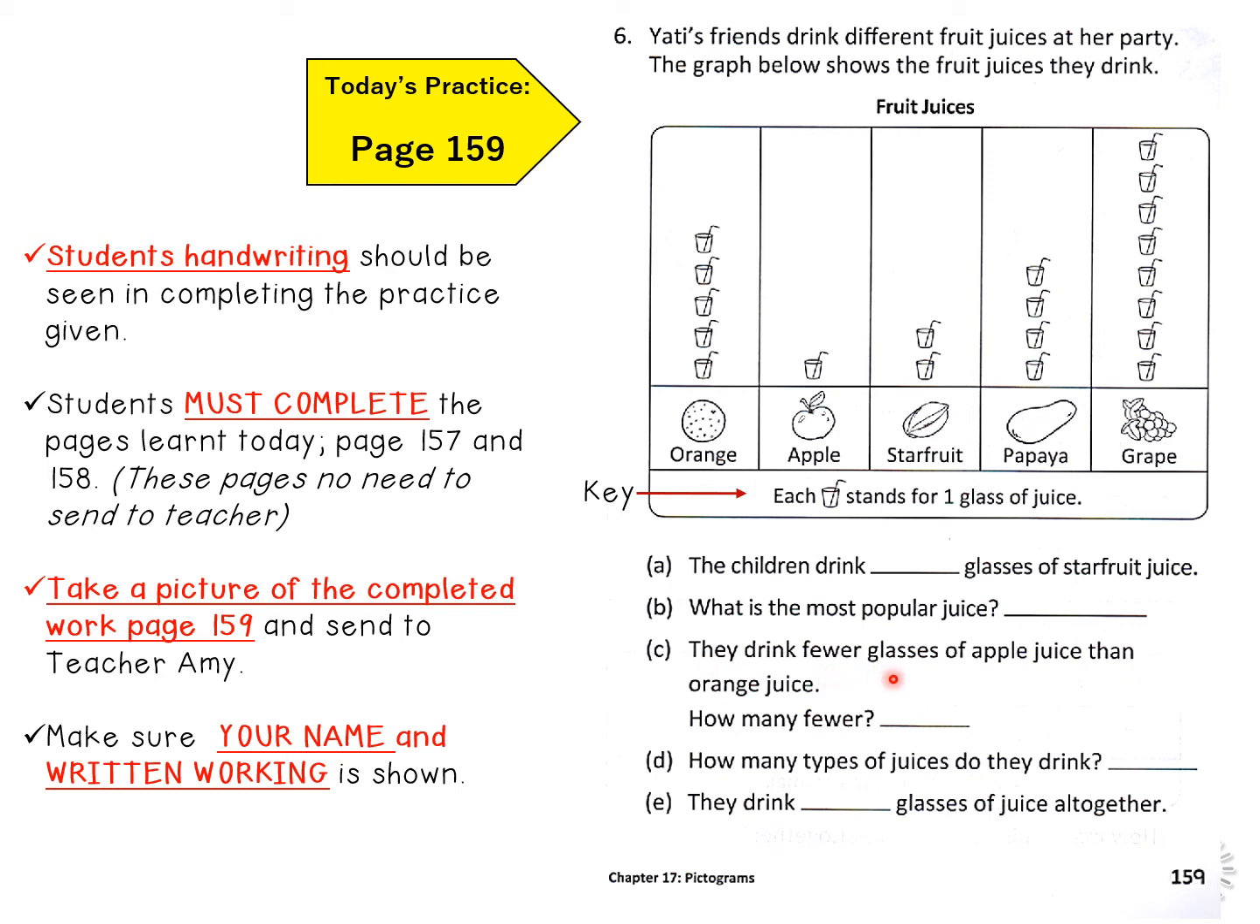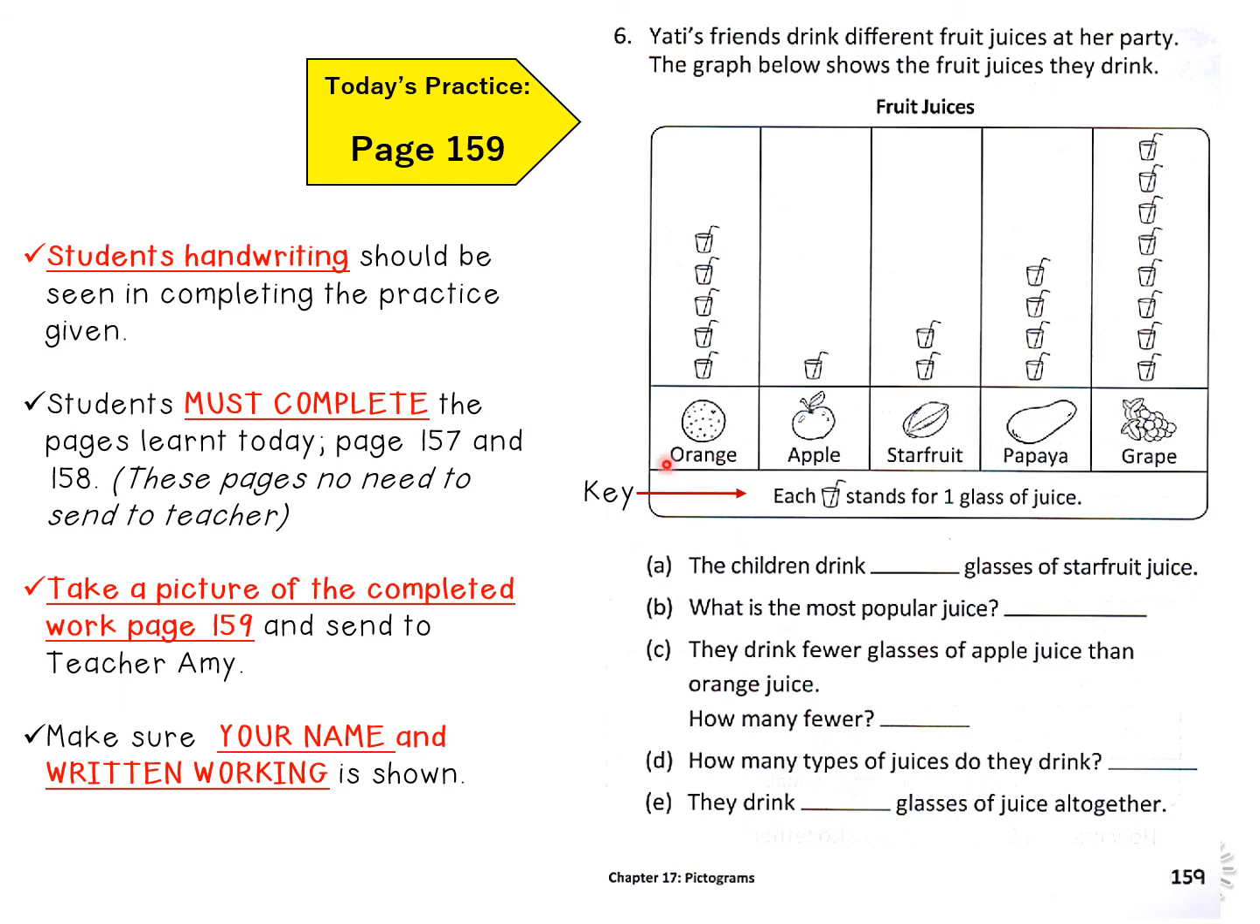C. They drink fewer glasses of apple juice than orange juice. How many fewer? So this one you have to find the difference between the apple juice and the orange juice. Show your working here and your answer here. Next, how many types? Be careful. How many types of juice do they drink? Ada berapa macam minuman yang ada? And then lastly, they drink how many glasses of juice all together? Show your working down here and your answer here.